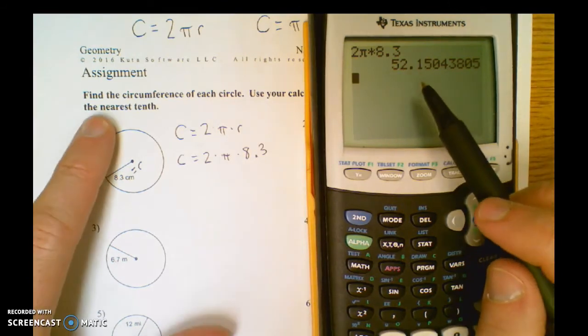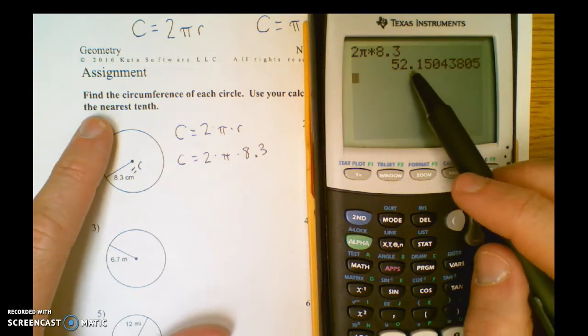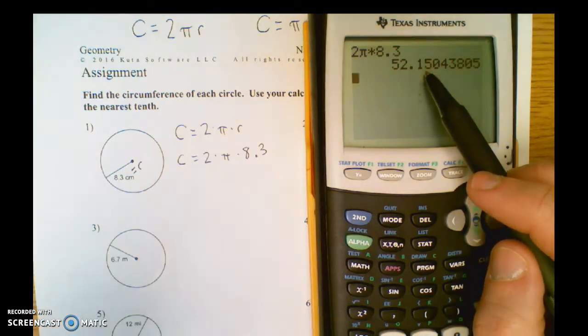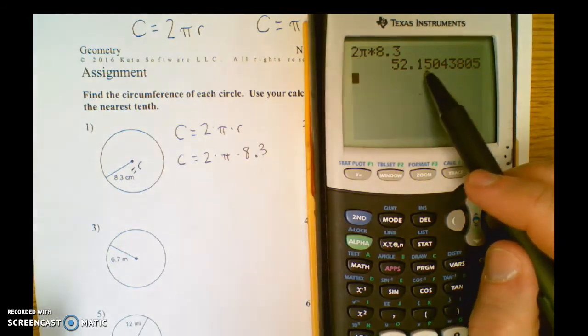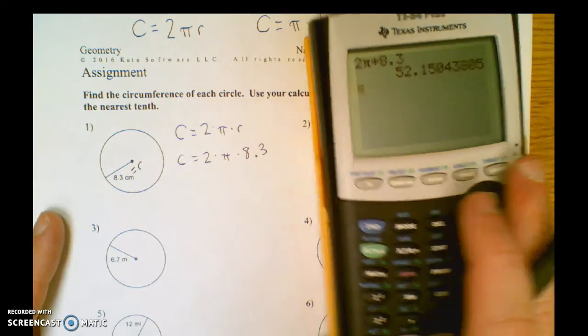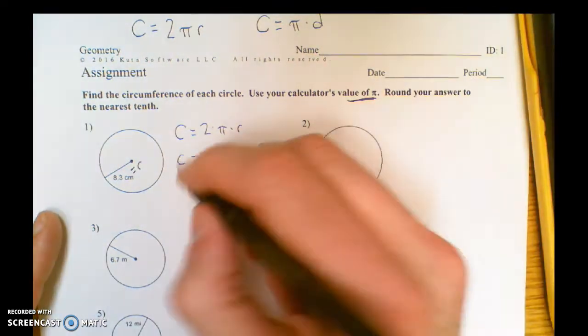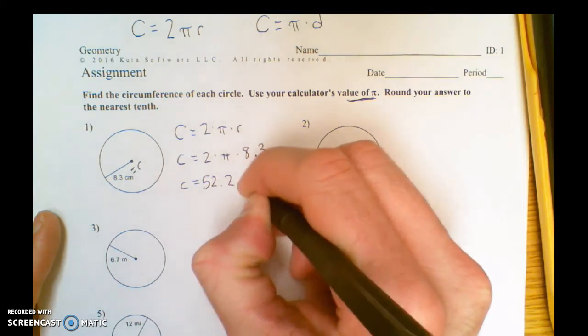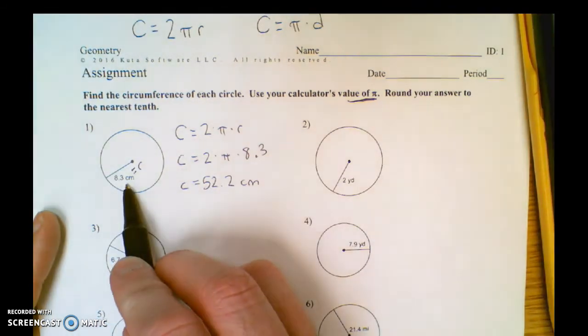This asks me to round to the nearest tenth. The nearest tenth is the number right after the decimal place. So it's only one number after the decimal place. So what you do is you look at the number next to it. If the number is 5 or higher, you round up. If it's lower than 5, it stays the same. So in this case, this answer rounds to 52.2 centimeters. And notice I'm using the unit that they gave me.